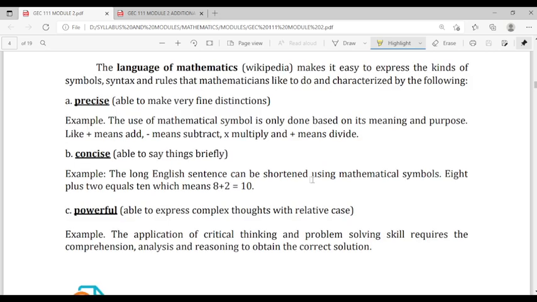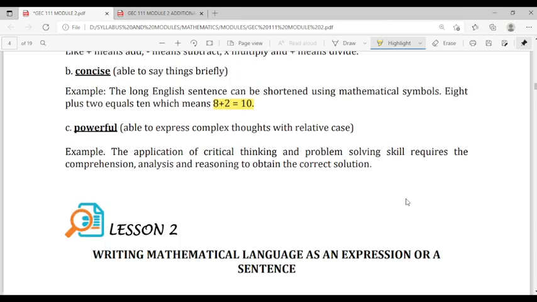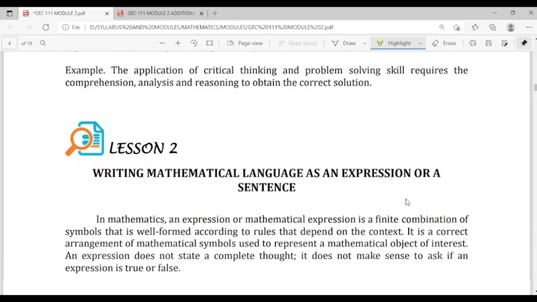Concise, able to say things briefly. Instead of writing the words, 8 plus 2 equals 10, we write it like this: 8 + 2 = 10 in numbers and symbols. Powerful, able to express complex thoughts with relative ease. So the application of critical thinking and problem-solving skills requires the comprehension, analysis, and reasoning to obtain the correct solution.